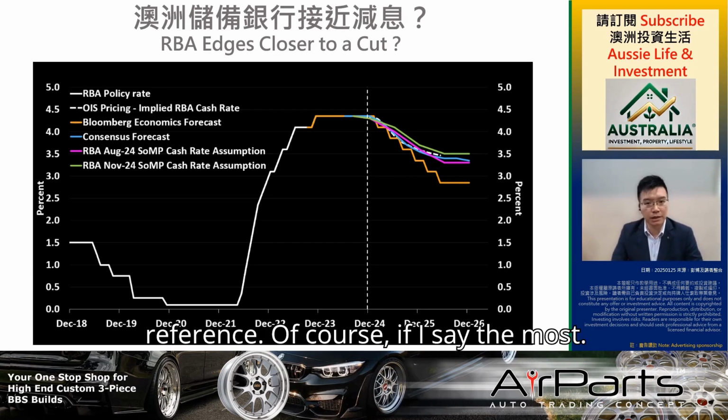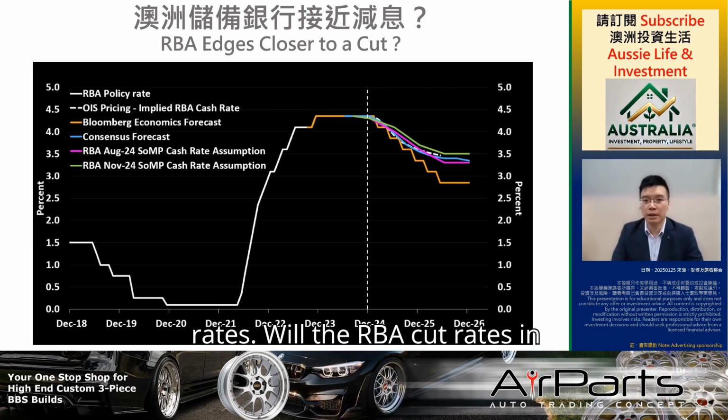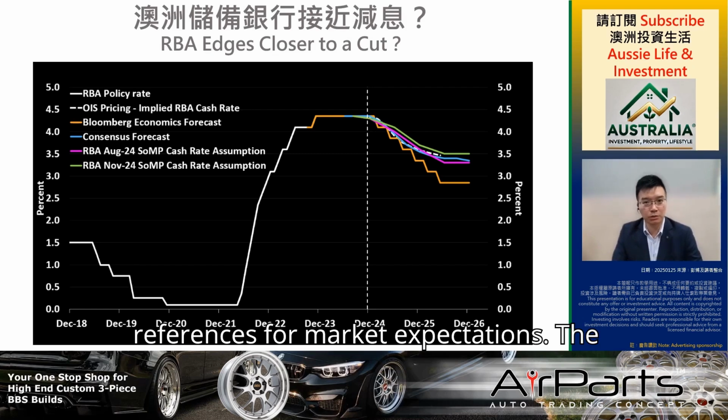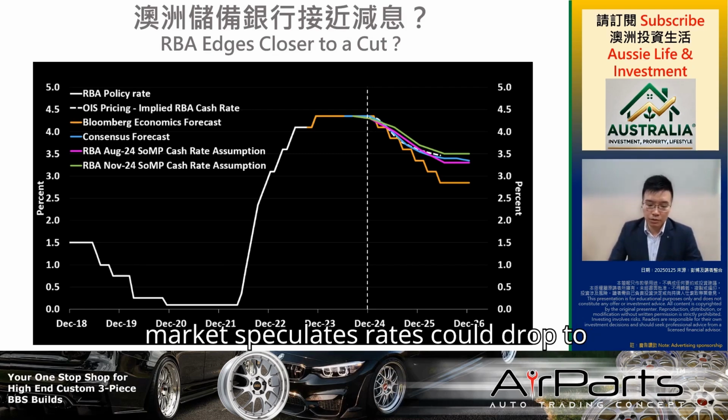Of course, the biggest focus currently is on interest rates. Will the RBA cut rates in February? The market predicts a significant chance. We can check references for market expectations. The market speculates rates could drop to around 3% in the next few years.